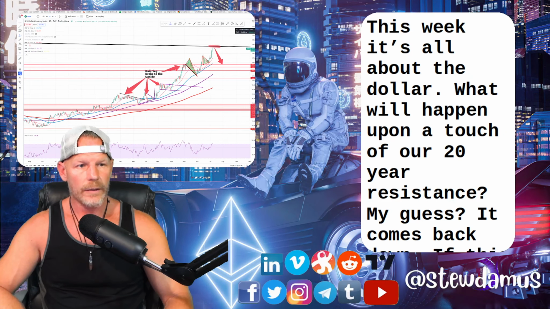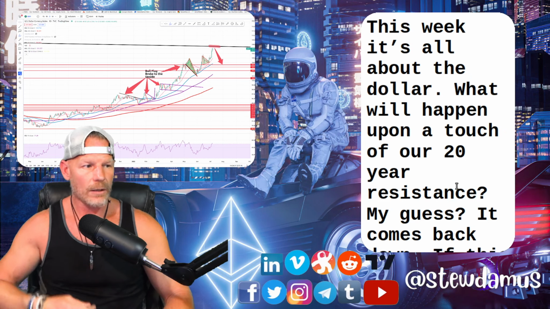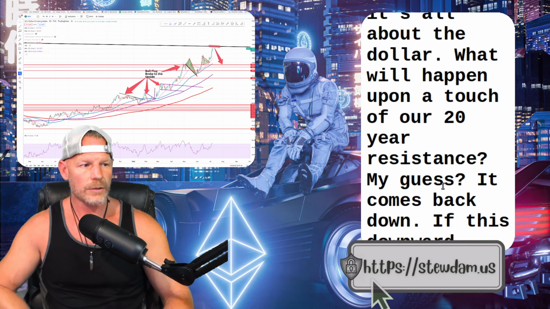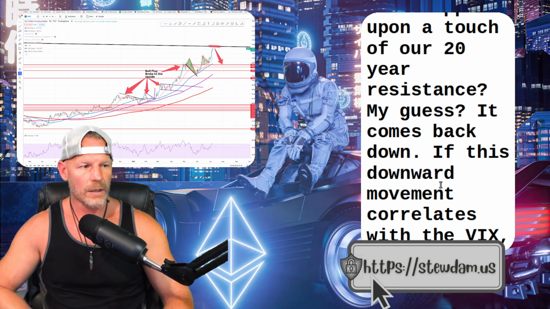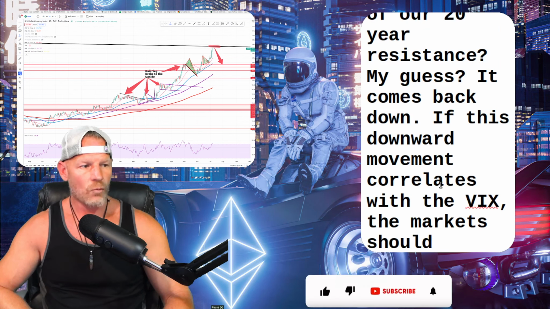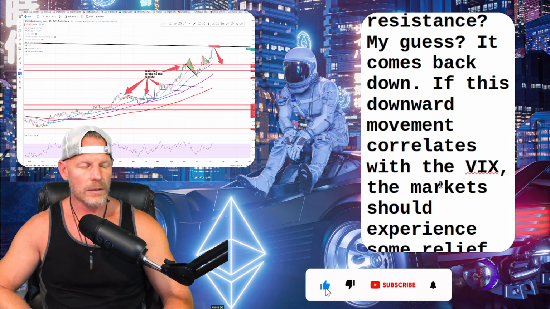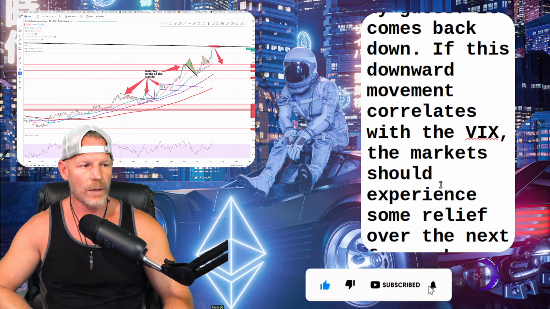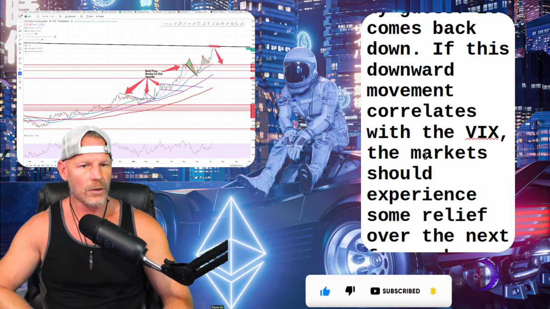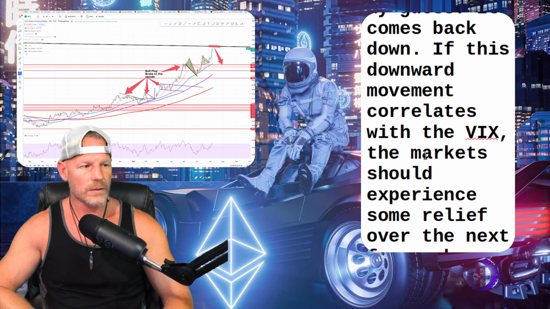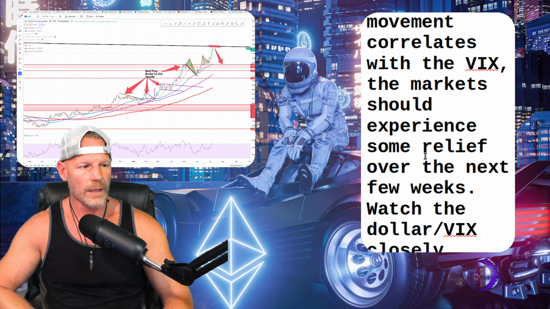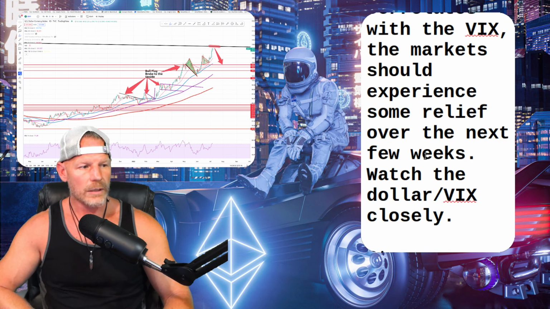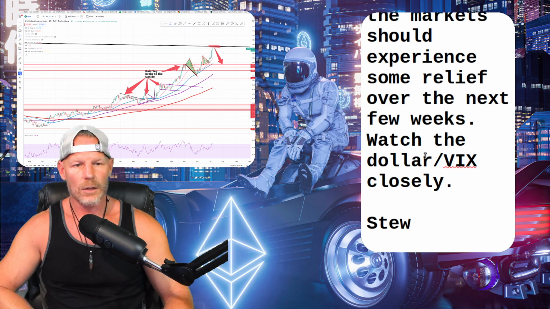All right, this week it is all about that dollar. What will happen upon a touch of our 20-year resistance? My guess, as you guys know, is it comes back down. If this downward movement correlates with the VIX, which is why you got to have the VIX up there as well, you need that confirmation candle below that support on the VIX, then the market should experience some relief over the next few weeks. Watch the dollar and the VIX closely.